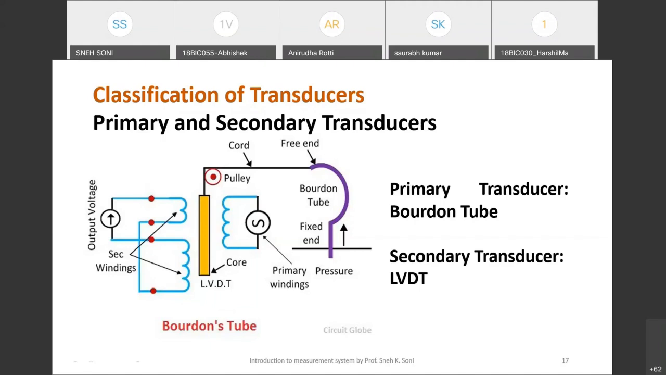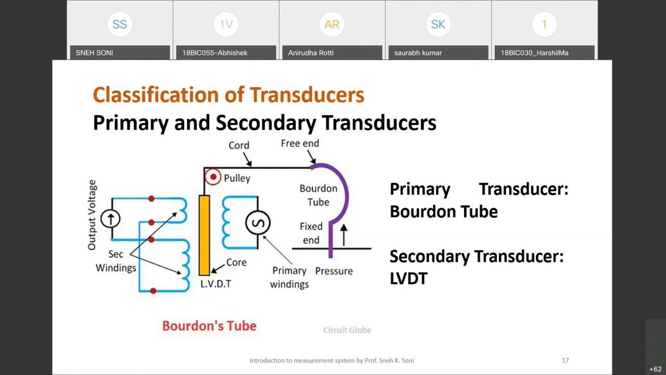So because of that deflection, if the pressure is lower, it will again be curved. If the pressure is higher, it will try to be straight. So because of that there will be linear motion, or say vertical motion, in the core of the LVDT. And you can simply understand that the induced voltage from primary to secondary will be different because of the position of the core, right? So this is basically a combination of primary plus secondary. The primary transducer is the burden tube and the secondary transducer is the LVDT. Am I clear? Yes, sir.